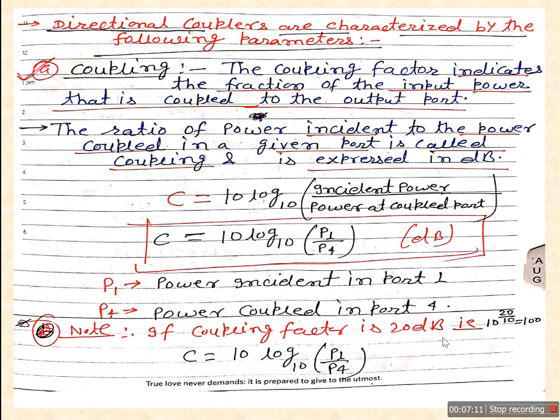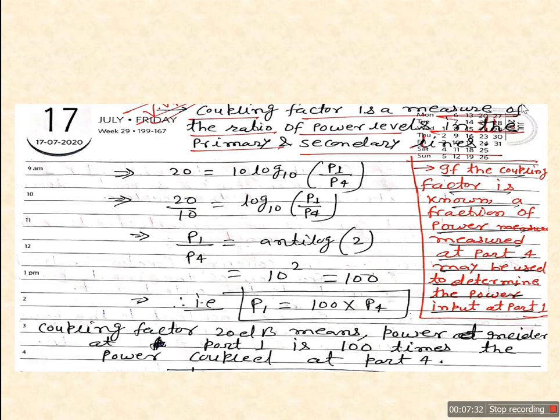If the coupling factor is 20 dB, what does it mean? Sometimes it is called a 20 dB directional coupler. That means 20 dB is the coupling factor. What is the meaning of a 20 dB coupling factor? C is equal to 10 log 10 incident power upon power at coupled port. The coupling factor is a measure of the ratio of power level in the primary and secondary lines. Obvious, as I told you. 20 is equal to this.